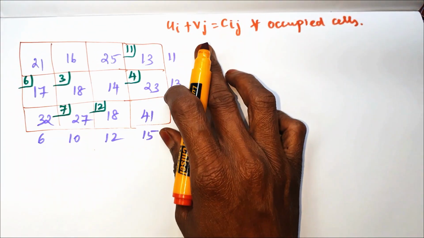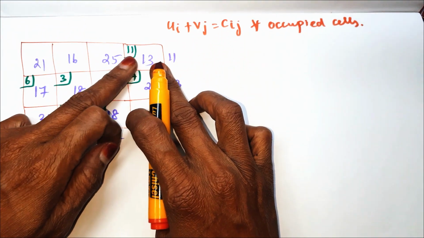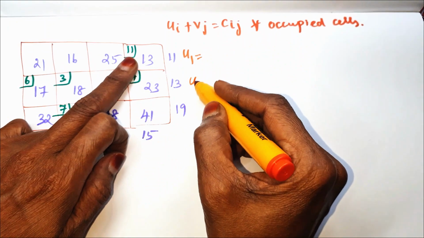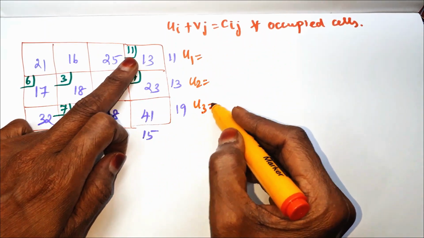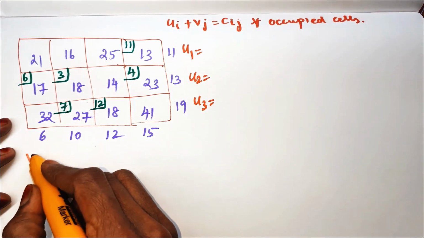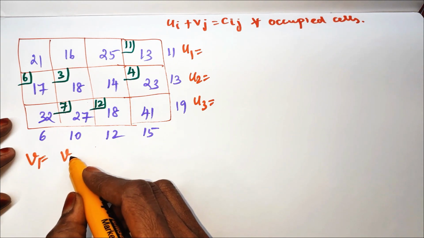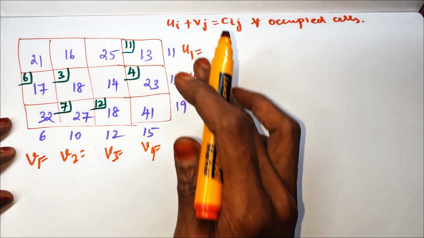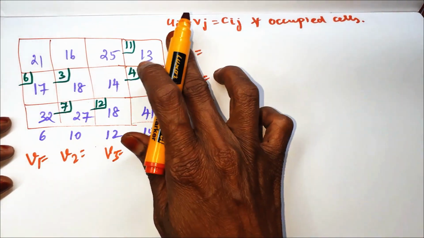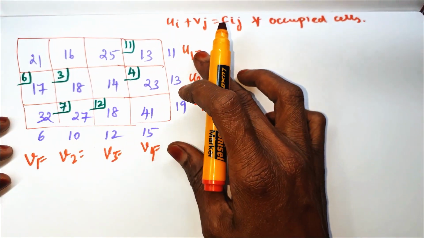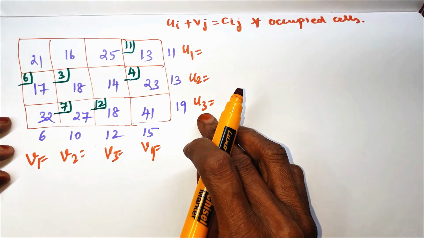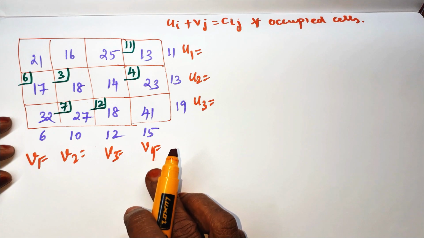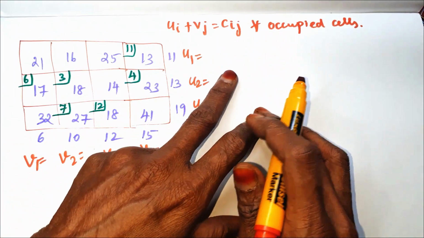For example, row-wise you can write u1, u2, u3, and column-wise we can write V1, V2, V3, V4. We are going to find the individual values using these equations. So I'm going to find what is u1, u2, u3, v1, v2, v3, and v4. Let me write the equations first.